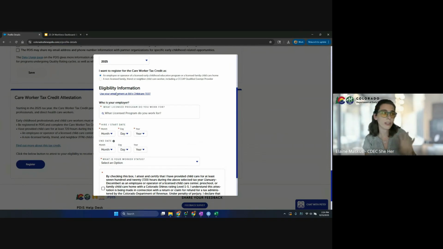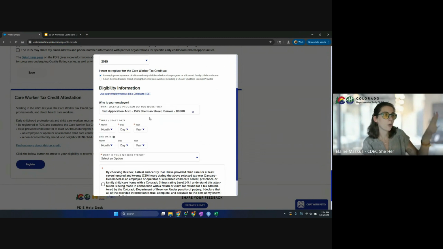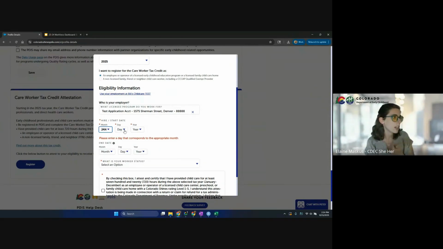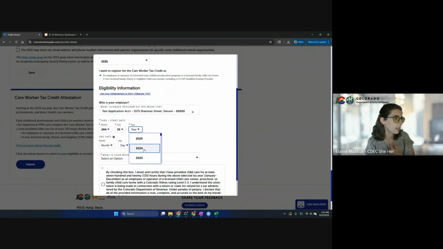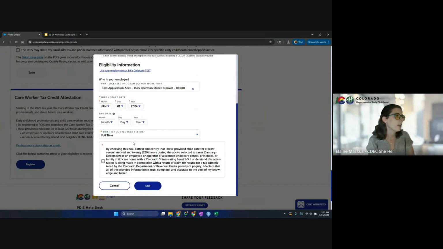If they don't, or they don't want to use that employment, then you can just type in the program, all of the licensed programs will pop up. You say when you started, and then if you had an end date, you can add that in. If someone is still employed at the program, the end date is not required. And then they select full-time, part-time, or seasonal.